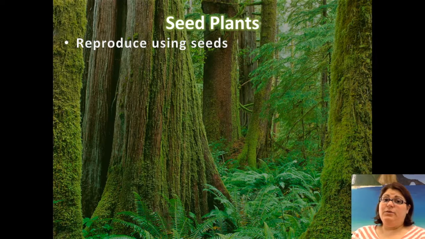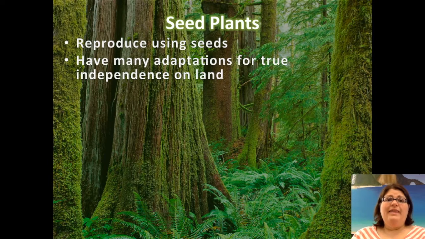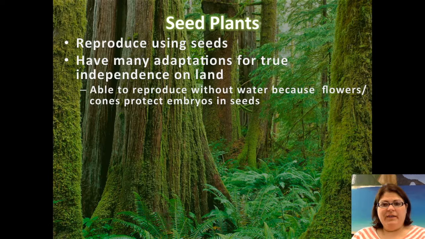So seed plants, of course, reproduce using seeds, and they have many, many adaptations that are required for true independence on land. Among them is being able to reproduce without water, because the flowers or the cones that make the seeds protect the embryo and the seeds, and therefore they don't require water, and they don't require that the sperm swim to the egg.